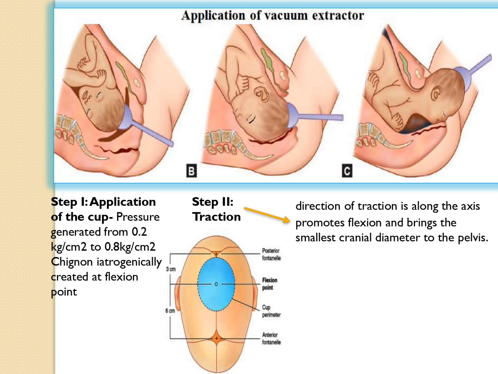So after application of vacuum cup on flexion point, pressure is generated from 0.2 kg per centimeter square to 0.8 kg per centimeter square, and chignon is iatrogenically created at flexion point, and then traction is applied. Direction of traction is along the axis of birth canal, which promotes flexion and brings the smallest cranial diameter to the pelvis.